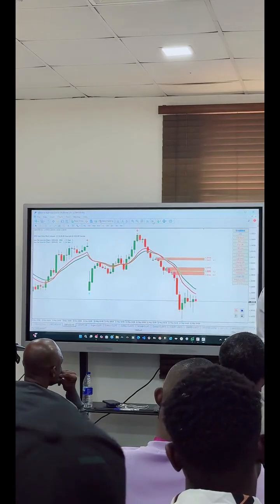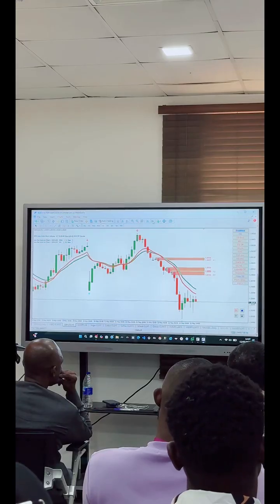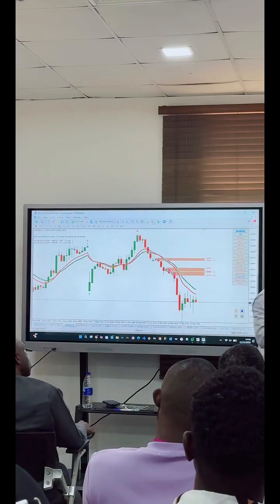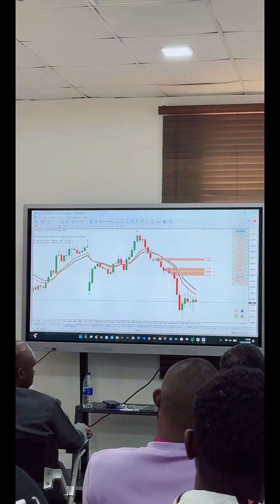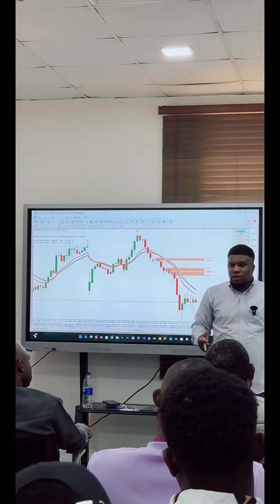The lower time frames are the M1, which is how many minutes? 1 minute. We have the M5, how many minutes? 5 minutes. M15. Then we have M30. These ones are basically your lower time frames.